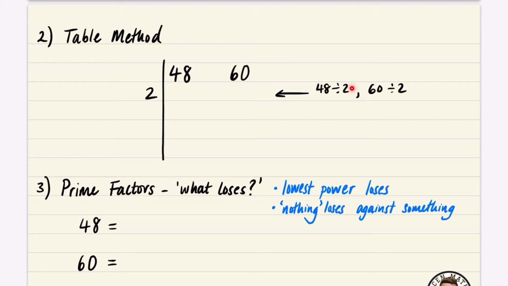Obviously, you don't write this down. This is just my notes of what's going on here. So 48 divided by 2 is 24, and 60 divided by 2 is 30. Now we're going to do this same process.